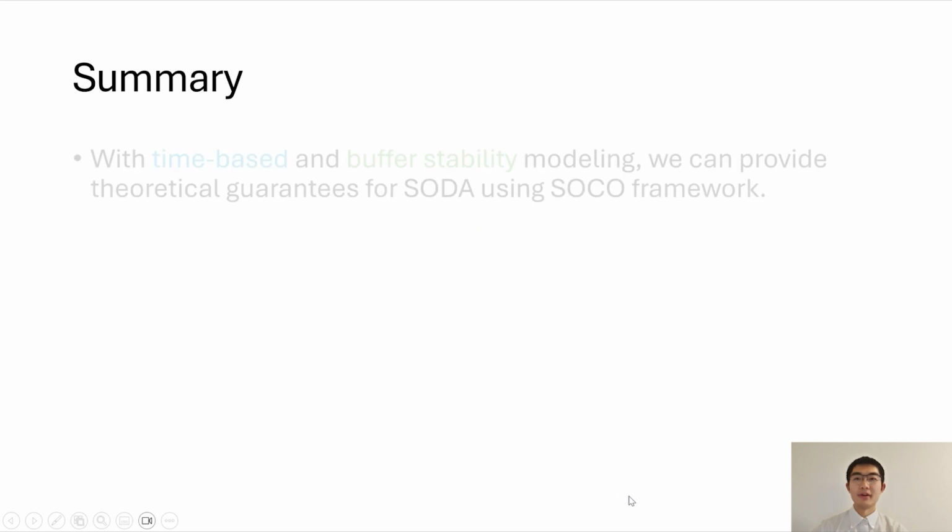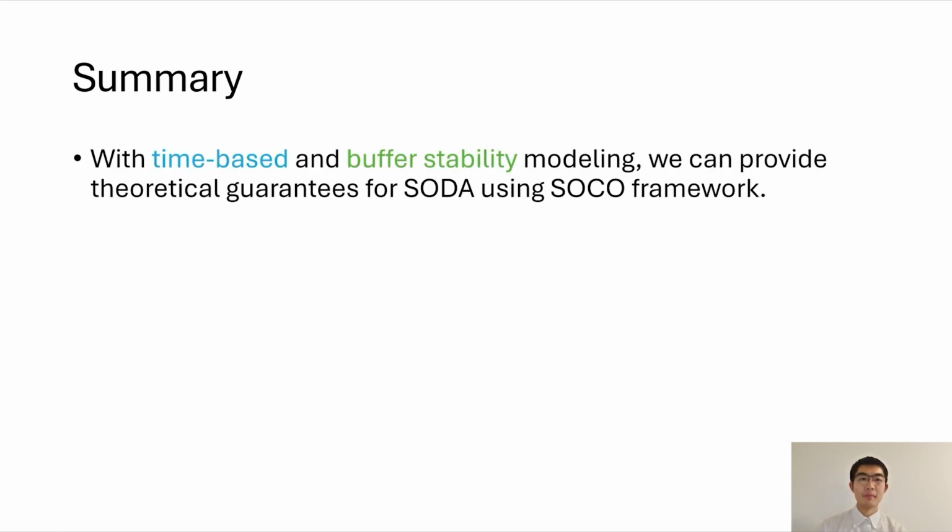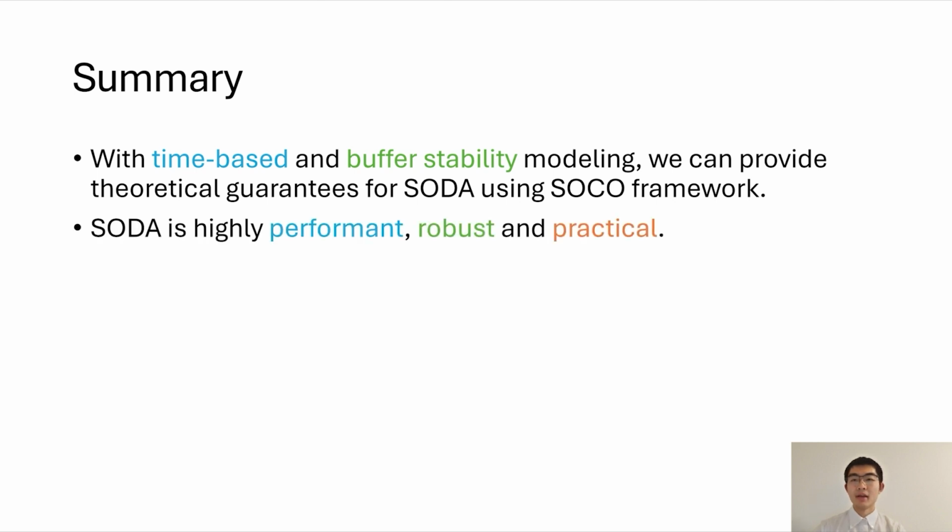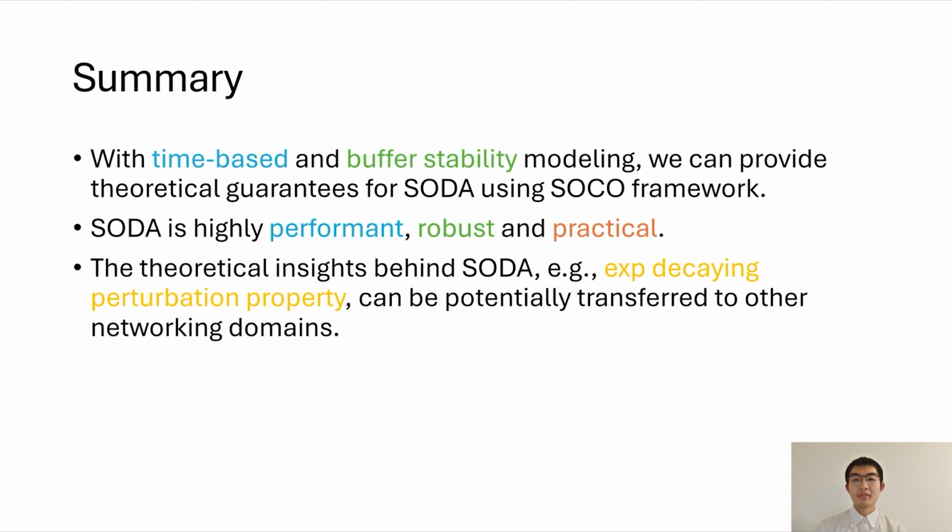Finally, to summarize, with time-based and buffer stability modeling, we can provide theoretical guarantees for SODA using a smoothness-optimized convex optimization framework. SODA is highly performant, robust against prediction errors, and practical. We believe the theoretical insight behind SODA, in particular the exponential decay perturbation property, can be potentially transferred to other networking domains. In fact, as you may imagine, the exponentially decaying perturbation property is a very nice property to have even for other network systems, meaning the effects of errors do not accumulate into the future.